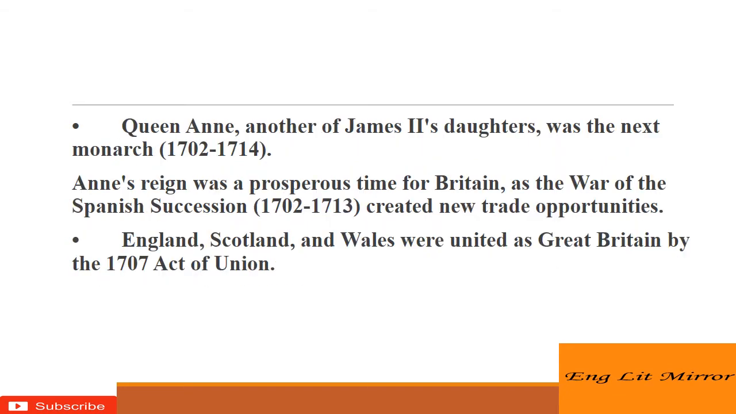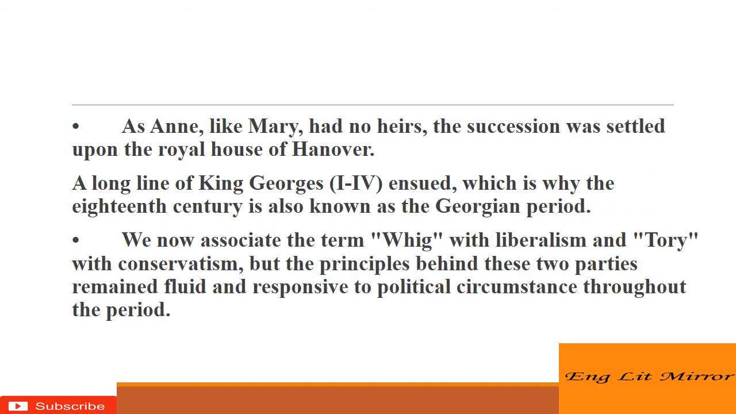Queen Anne, another of James II's daughters, was the next monarch, 1702 to 1714. Anne's reign was a prosperous time for Britain. The War of the Spanish Succession, 1702 to 1713, created new trade opportunities. England, Scotland, and Wales were united as Great Britain by the 1707 Act of Union. As Anne, like Mary, had no heirs, the succession was settled upon the royal house of Hanover.